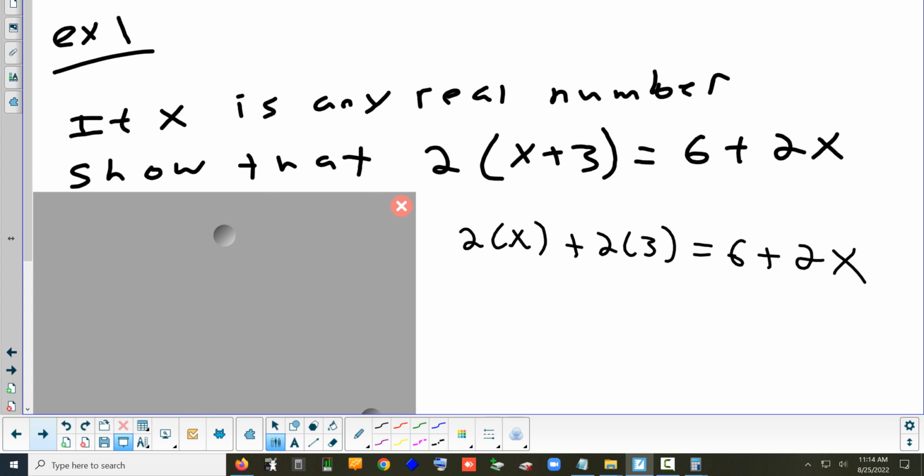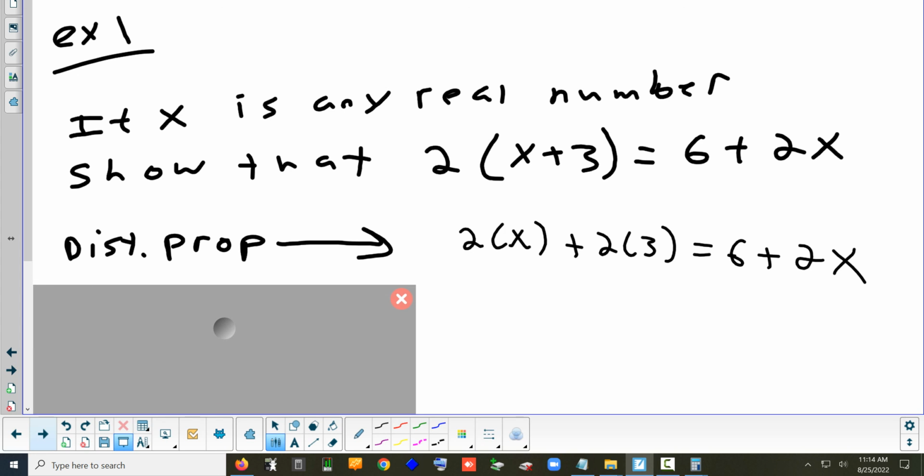What would be the name? I would give you that. Now you tell me the name of what I just did. That's the distributive property, yep. And I'm really breaking this down. So now, what if I did this?